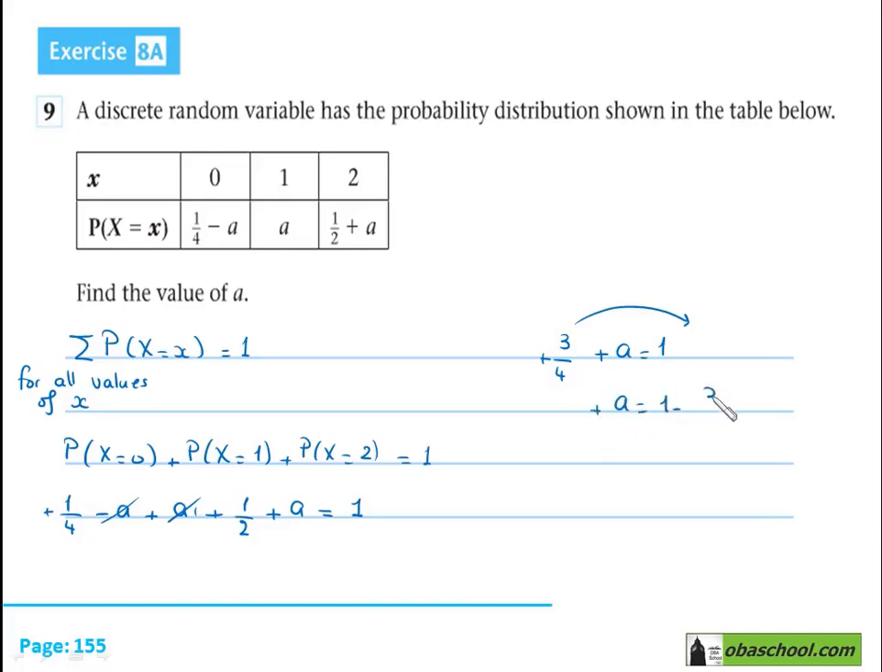We take 3 over 4 to the other side. a is 1 minus 3 over 4, which is 1 over 4.